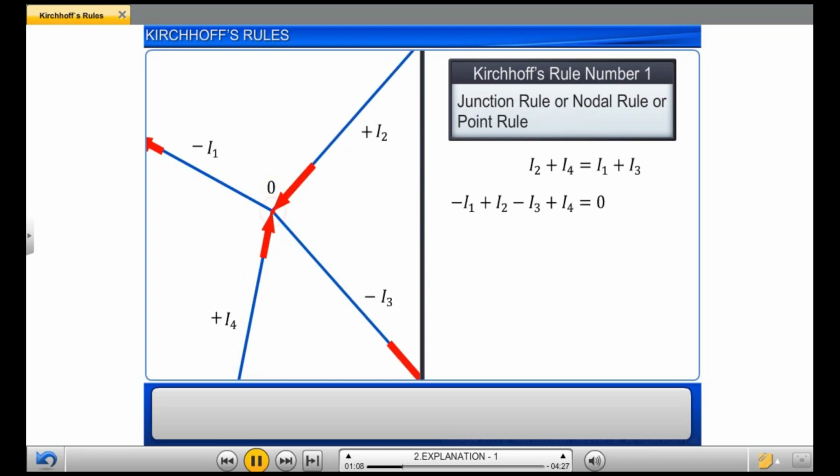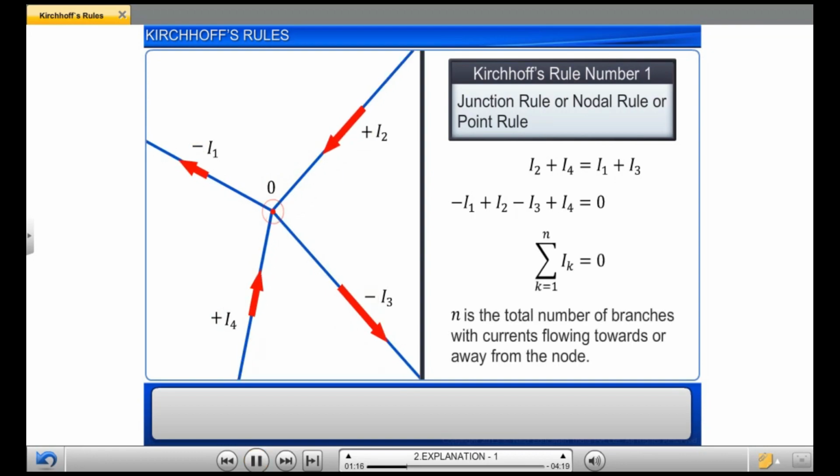The current entering the junction is taken as positive, and the current leaving the junction is taken as negative. This statement can be expressed mathematically as sigma I_k, k ranging from 1 to n, is equal to 0.